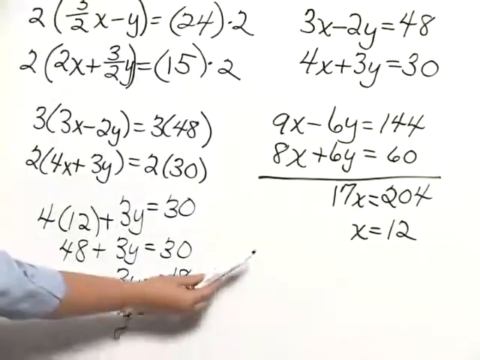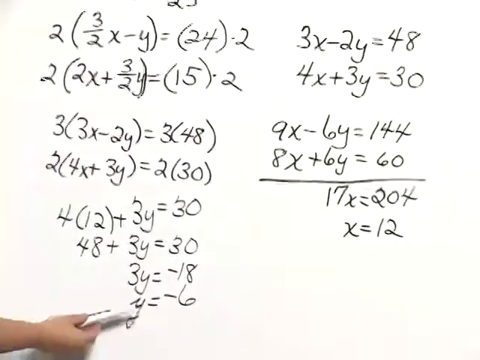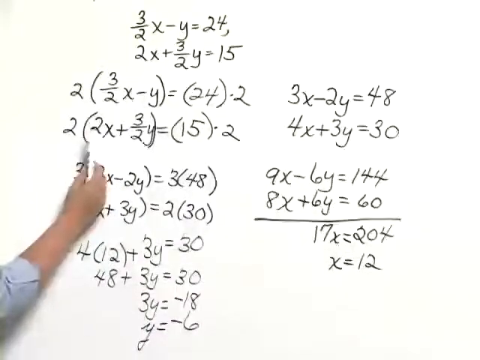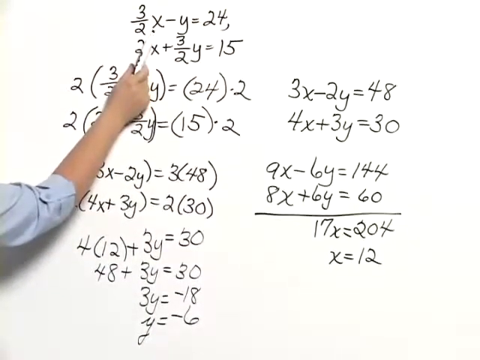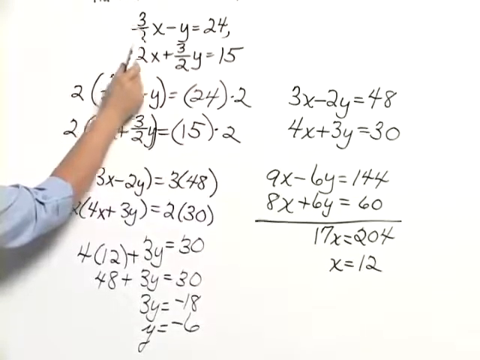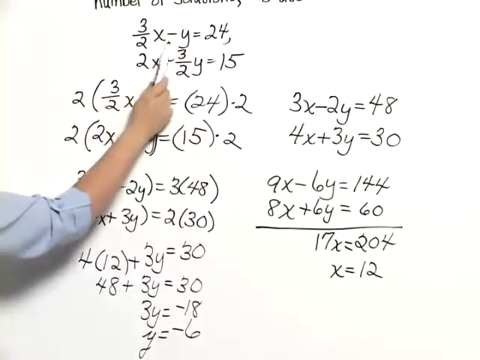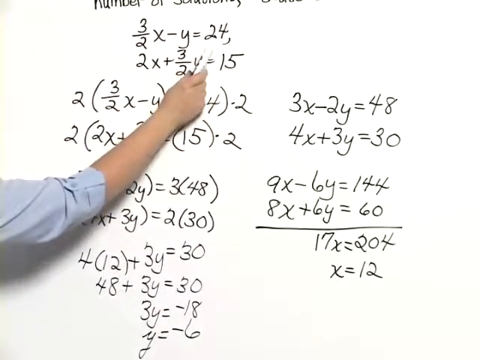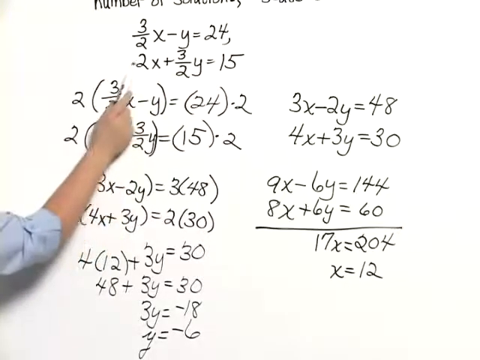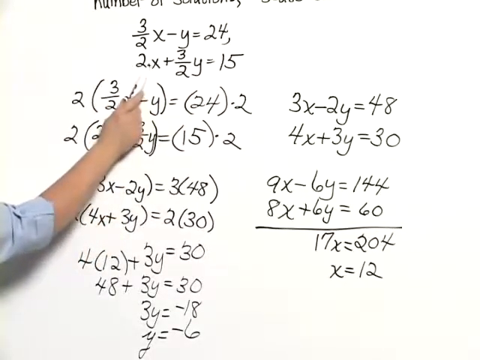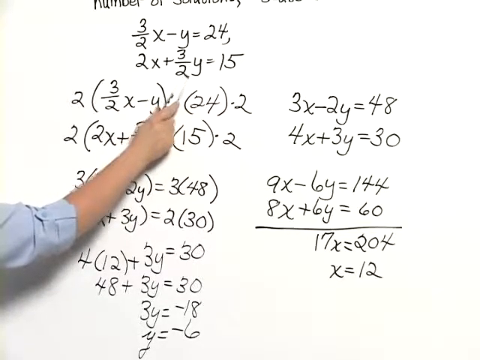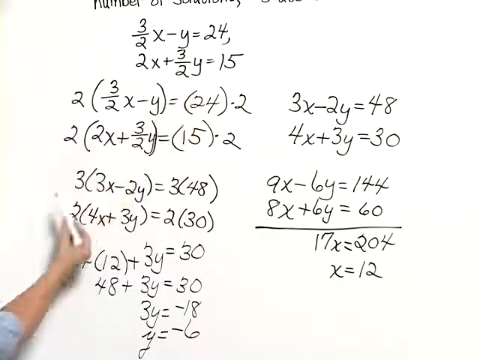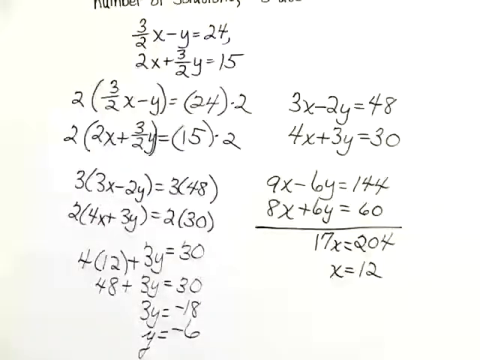Now I need to go all the way back up to my original equations to check this. I'm looking at x equals 12 and y equals negative 6. Substituting, I would have 3/2 times 12, which would give me 18, minus a negative 6, that gives me 24. 2 times 12 is 24, plus 3/2 times negative 6 gives me a negative 9. 24 minus 9 is 15. Both of them check.